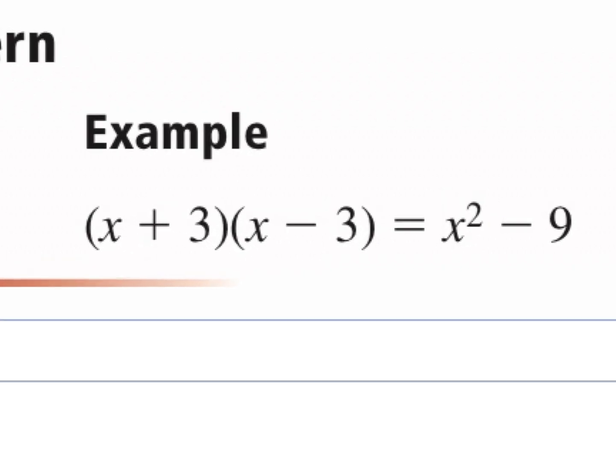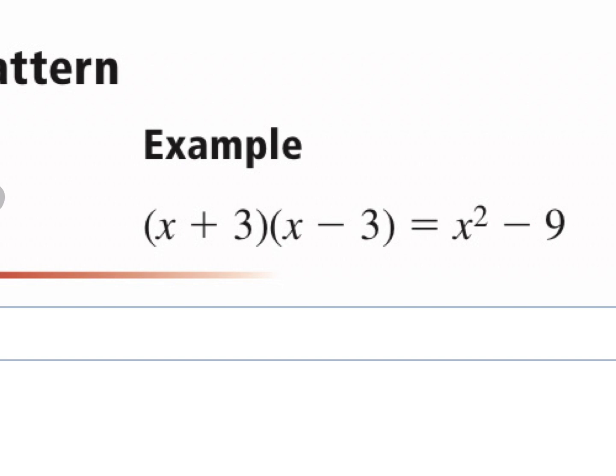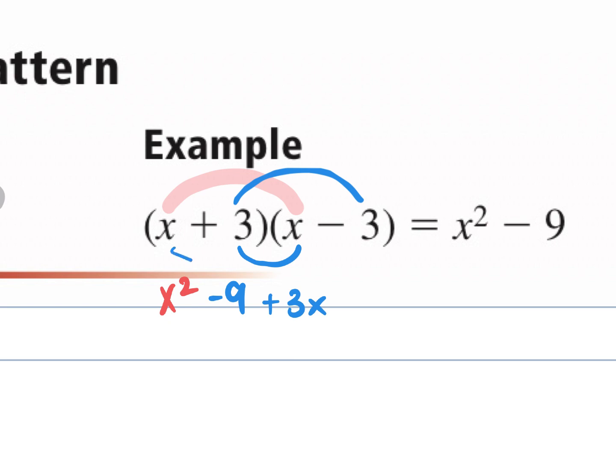So go ahead on the example part. Do you guys see this problem right here? Let's FOIL it. What would I FOIL first? X and X, that would give me X to the second. Then I would do 3 times negative 3, which would give you negative 9. Then I would do 3 times x, positive 3x, and x times negative 3, which is negative 3x. Do you guys see it happening already? The 3x's do what? Cancel out. So we just have x squared minus 9.